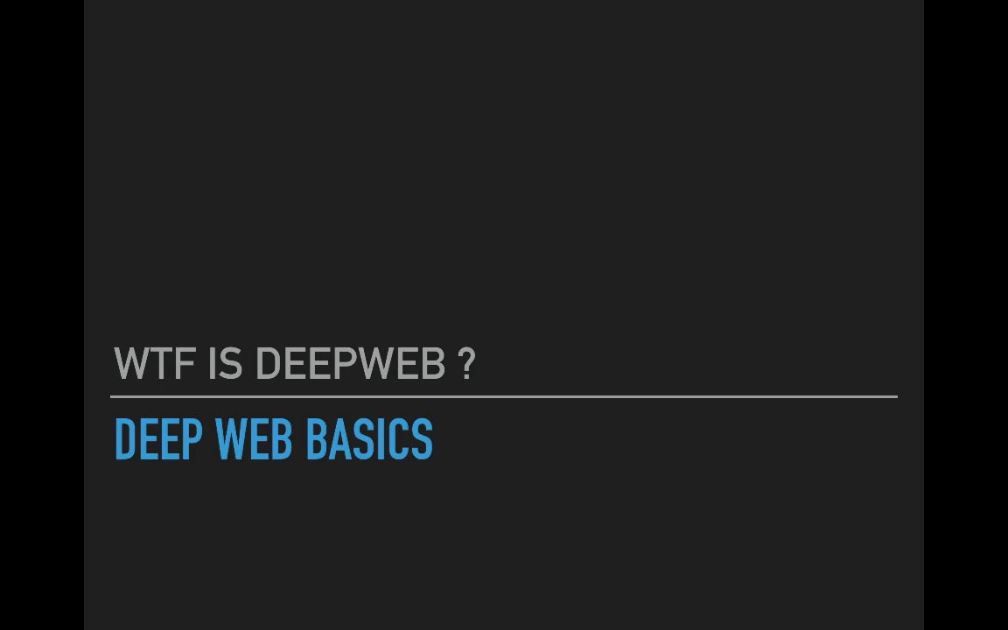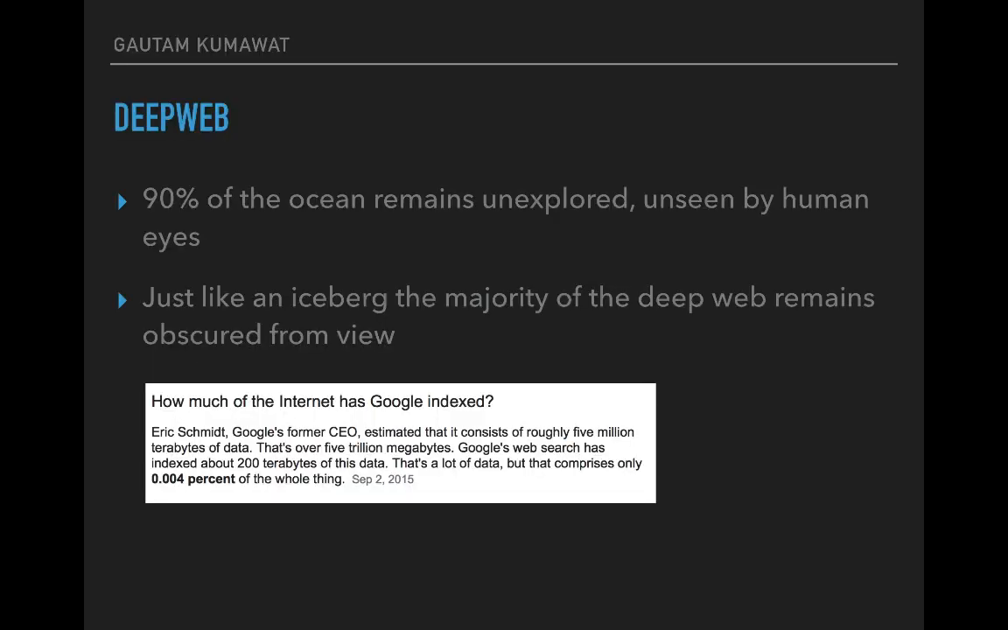What is the deep web? In this video, we are going to talk about the basics of the deep web. So what is the deep web? 90% of the ocean remains unexplored and unseen by human eyes. That is like data not crawled, or indexed, by Google or any type of search engine. So those data are inside the deep web ocean.